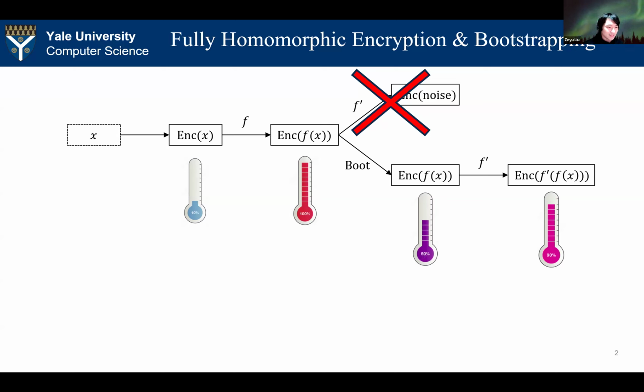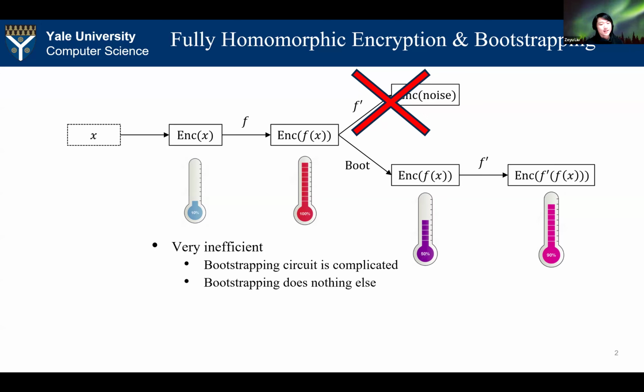Okay, this sounds amazing, but there's one caveat: the bootstrapping procedure itself is very inefficient. It is inefficient for two reasons. The first is that the bootstrapping circuit is quite complicated. Probably you can see it from the first talk already. The second reason is that bootstrapping itself does nothing else. What do I mean by that? As I just mentioned, it doesn't change the content. So if you want to evaluate some f prime, you need to wait for this bootstrapping procedure to finish without doing anything else.